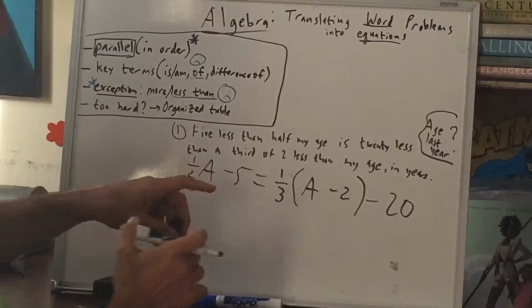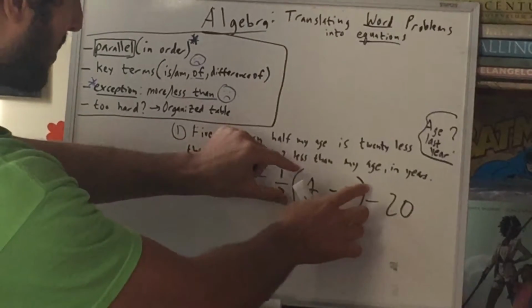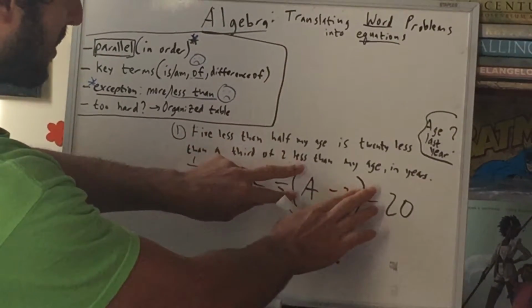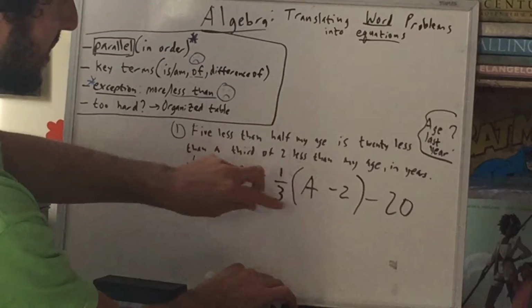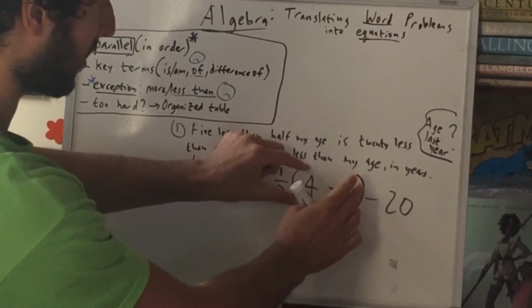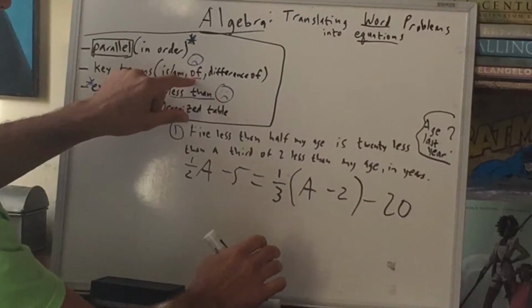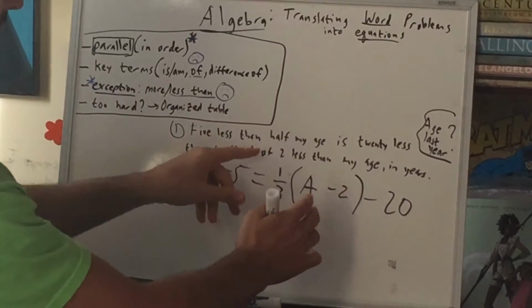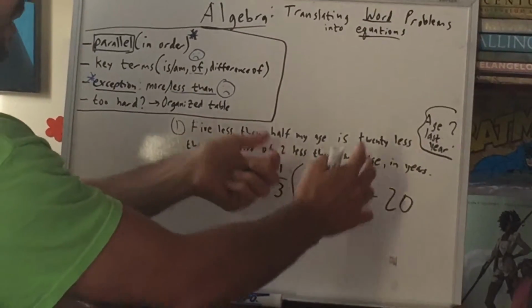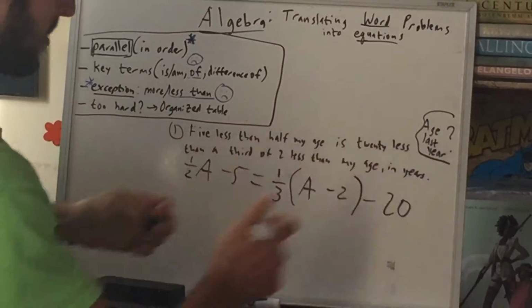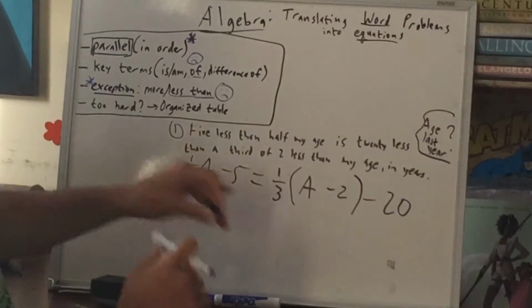So here's the point. Notice how we put the set of parentheses. If you don't put these parentheses, then you're just going to take a third of the A instead of the third of the whole thing. So that's this error of not putting parentheses when you have a phrase in English that has a huge "of" phrase. Okay, and at this point we would solve this.